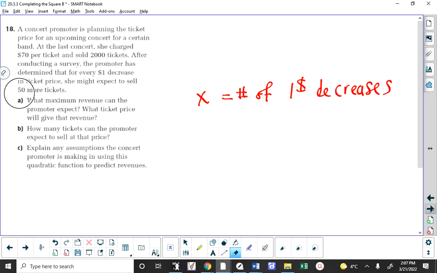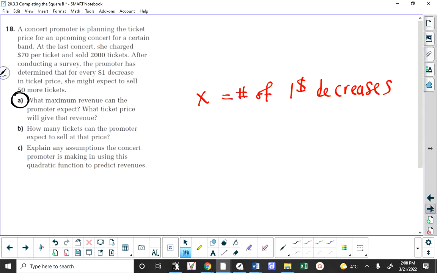So question A is what it really boils down to. What's the maximum revenue? What ticket price can give that revenue? How many tickets will you sell? And I would actually go so far, everybody, to say A and B are the question. The question on a written response would be, determine what should be charged per ticket, how many tickets you're going to sell, and what the maximum revenue will be. All three of those things.